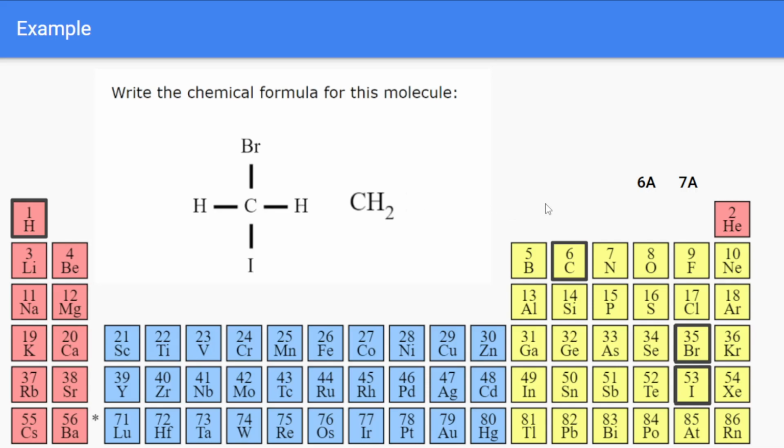And then next, we have 2 elements in 7A listed from bottom to top. So iodine and then bromine. So the formula is CH2IBr.